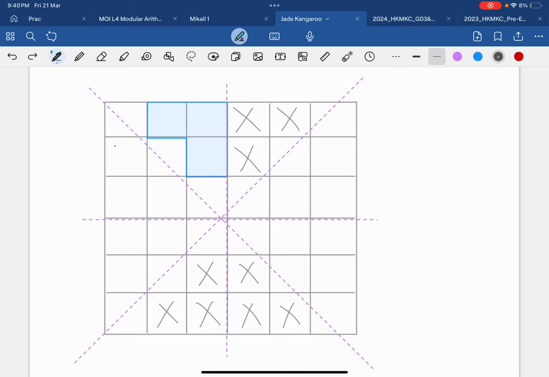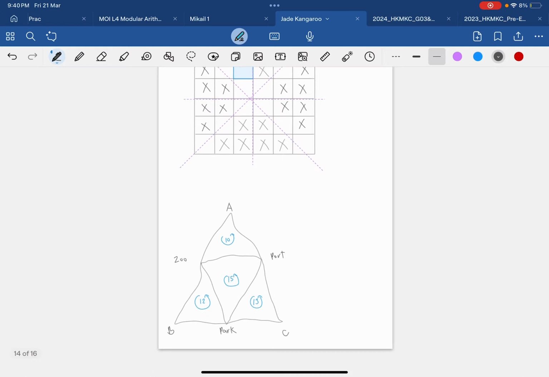Also this, and this. So in total, what is that? 7 times 3 is 21, which is E. Right, next question.